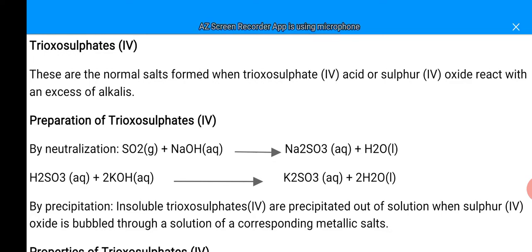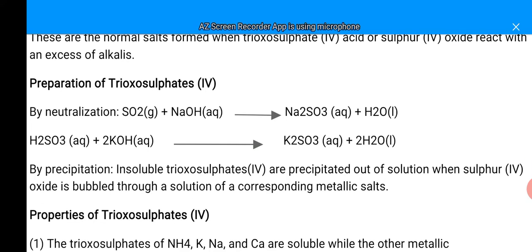If you have sulfur 4 oxide reacting with sodium hydroxide, you are going to have Na2SO3 plus H2O. So this Na2SO3 is an example of trioxosulfate 4. This is sodium trioxosulfate 4. Or you have H2SO3 plus 2KOH, you have K2SO3 plus 2H2O. This is potassium trioxosulfate 4.